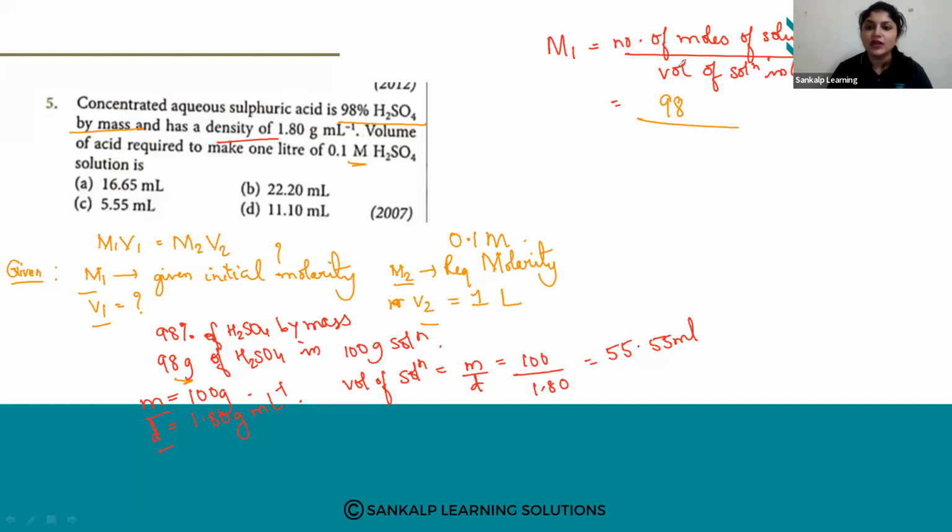The number of moles means given weight upon molecular weight. So the given weight is 98, divided by the molecular weight of H2SO4. Calculate: 2 into 1, plus sulfur. What is the atomic weight of sulfur?